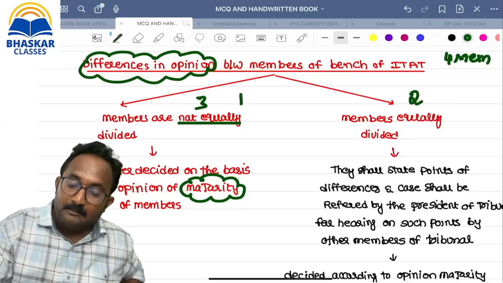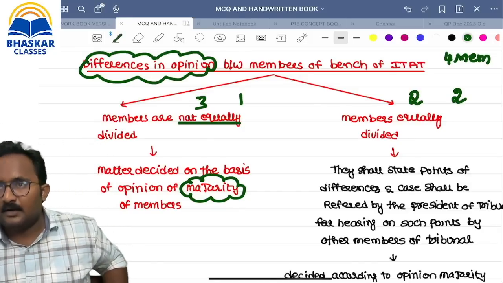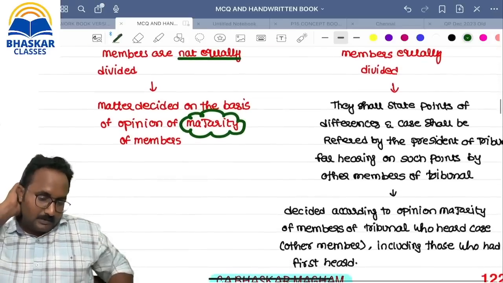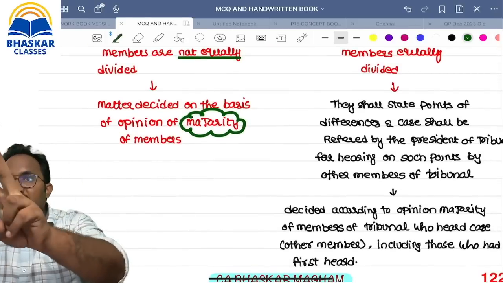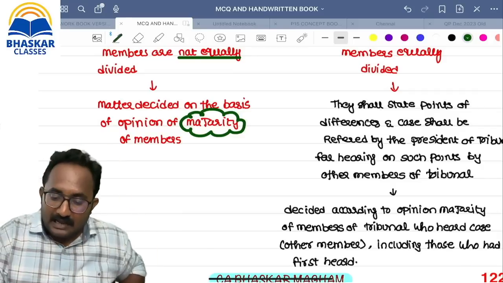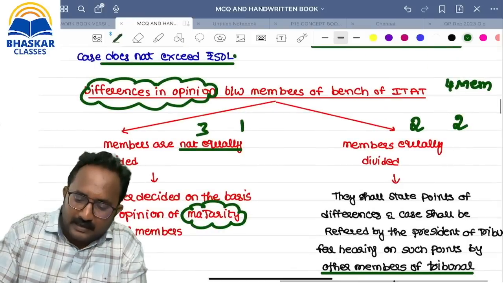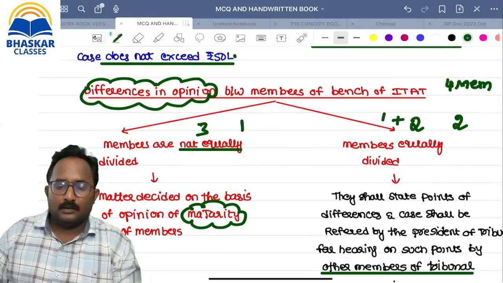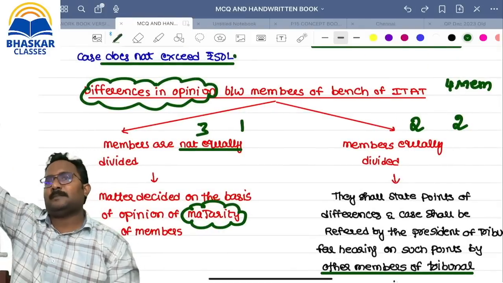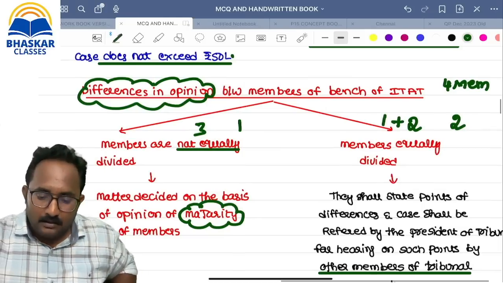So suppose 2 members are saying one thing, 2 members are saying something else. That means equally divided. What we need to do? Remember, the points of difference we have to refer to the other members of the tribunal. So another member is there, and that other member also agrees with this bench. We have to give the reference to the third party. The third party is also added to them. Can you tell me now which one is the majority? This one is the majority.